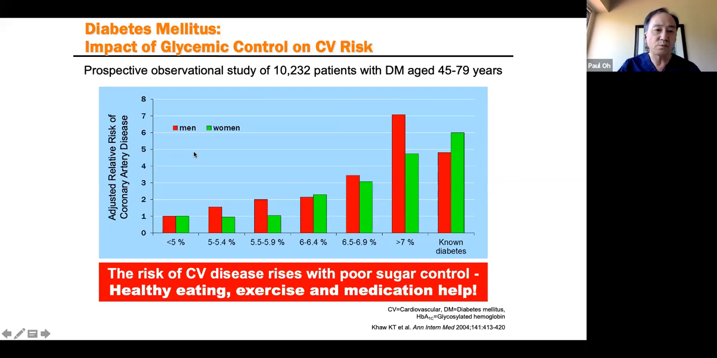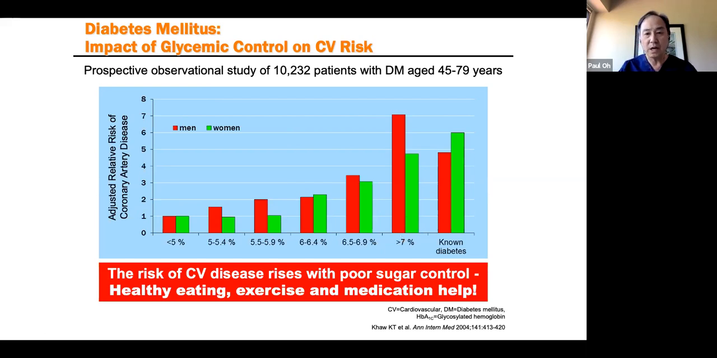A number of studies will relate sugar control, shown along the x-axis here, the lower part. If we categorize people from those with very normal levels of sugar around the 5% mark, to those with slightly impaired levels around the 6% mark, to those with established diabetes who have an A1C value of over 7%, you can see that if we look at the risk of developing heart disease along the y-axis, this risk goes up sharply, dependent on the levels of sugar control.